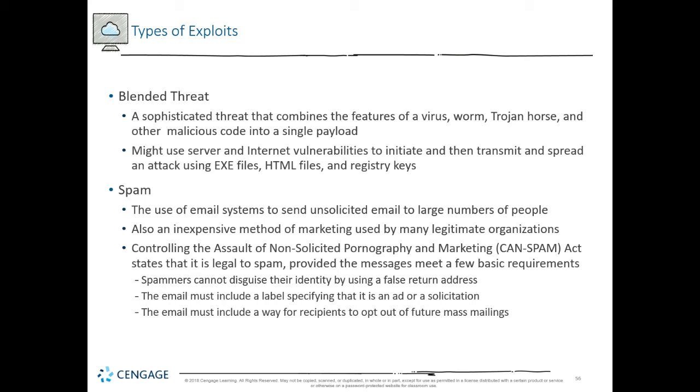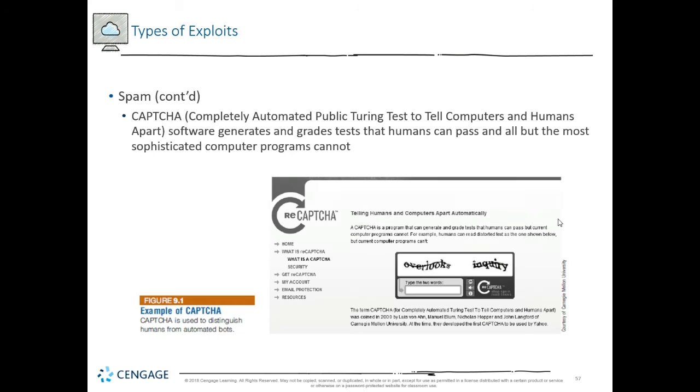Spammers cannot disguise their identity by using a false return address. The email must include a label specifying that it is an ad or solicitation. The email must include a way for recipients to opt out of the mass mailing. Types of exploits. Spam continued.